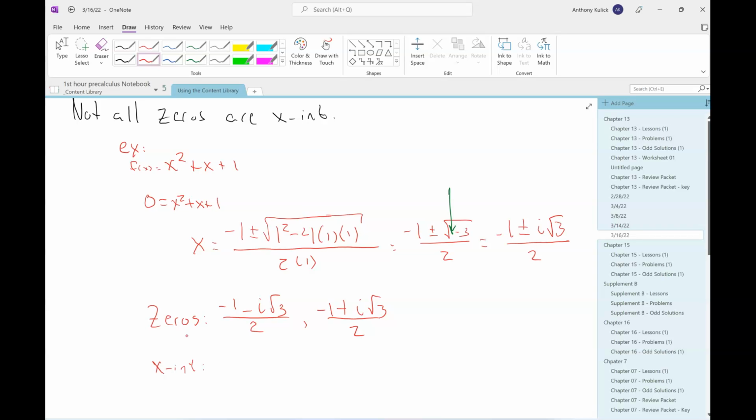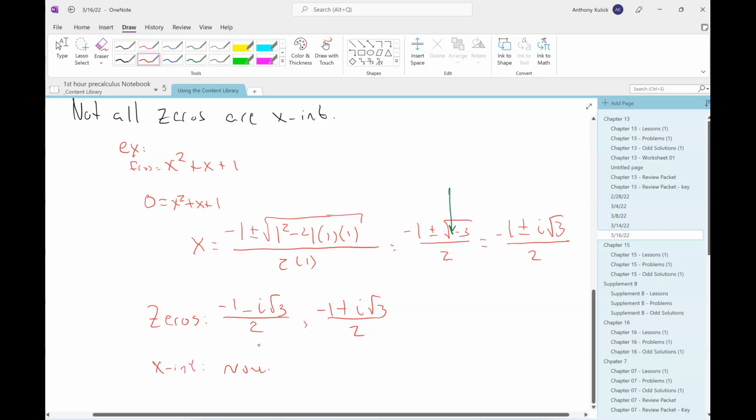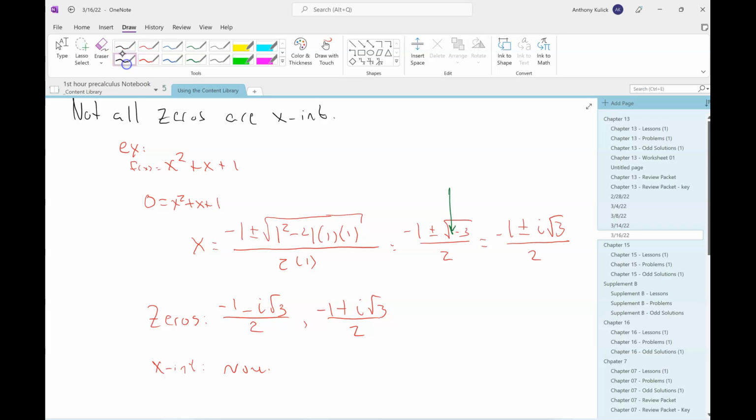Now if I were graphing those, do those appear on the x-axis? No. Why not? Well, it's not a real number. We don't have any imaginary stuff on the x-axis. The x-axis only has real numbers on it. So when we talk about x-intercepts, we're not worried about multiplicities and we're not worried about imaginary things. When we talk about zeros, though, we are concerned with the multiplicities and the imaginary pieces.